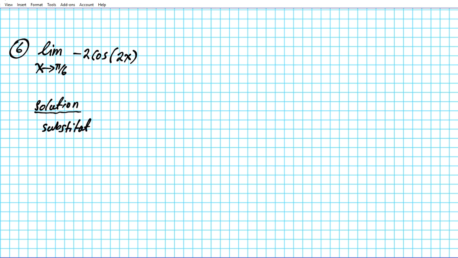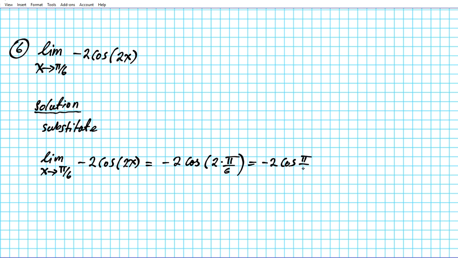So we're going to substitute. We have the limit as x approaches pi over 6 of negative 2 cosine 2x. So we're going to substitute what x is approaching into the function. So it becomes negative 2 cosine 2, and instead of x, we're going to replace that with pi over 6. Simplify further. We have negative 2 cosine, 2 goes here 1, 2 goes here 3, so it's going to be cosine pi over 3.